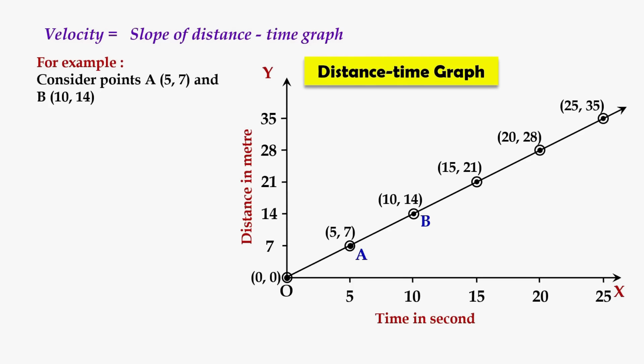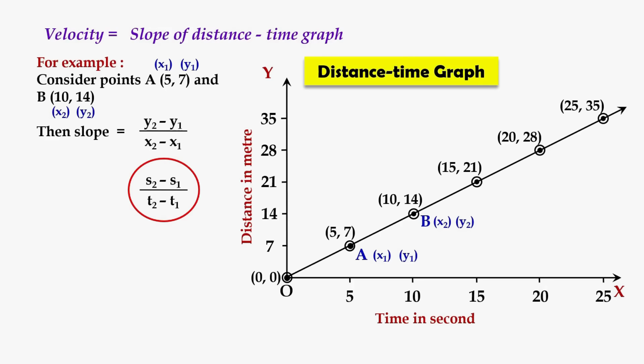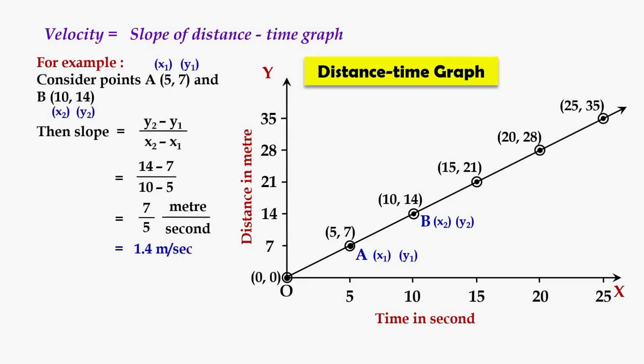Velocity is calculated by dividing the change in distance by the change in time. The change in distance is 14 meters minus 7 meters, which gives 7 meters. The change in time is 10 seconds minus 5 seconds, which gives 5 seconds. Now divide the change in distance by the change in time. 7 meters divided by 5 seconds gives 1.4 meters per second. Since the graph is a straight line, the velocity remains constant throughout the motion. Therefore, the velocity of the object is 1.4 meters per second and the motion is uniform.